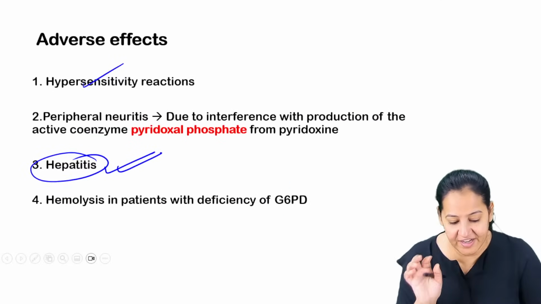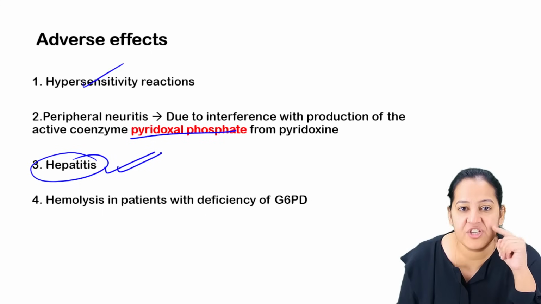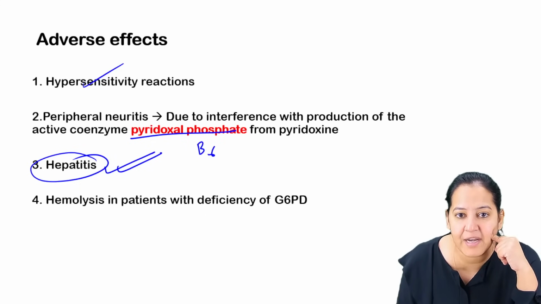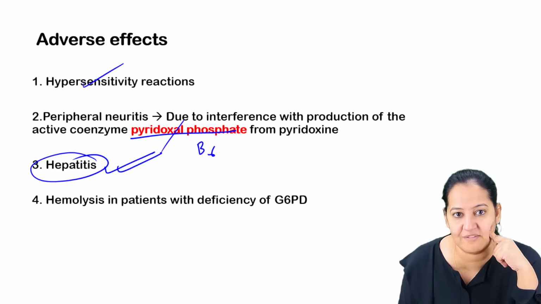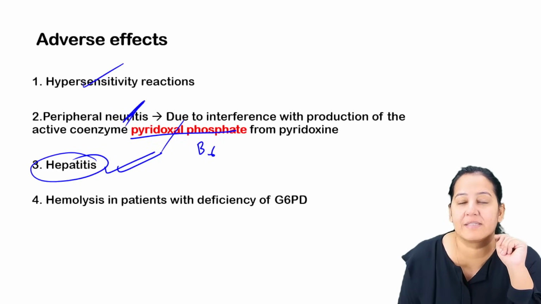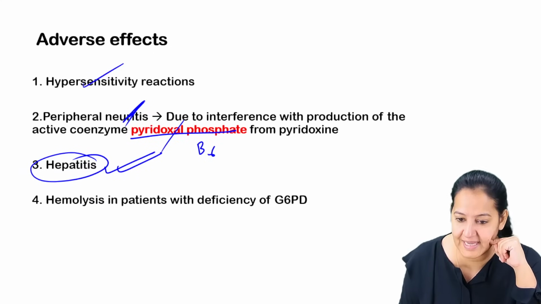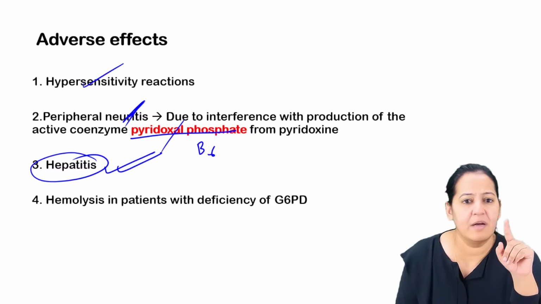But the main side effect you have to understand here, it causes deficiency of vitamin B6. That is pyridoxal phosphate, right? That's why it causes neuritis, peripheral neuritis.